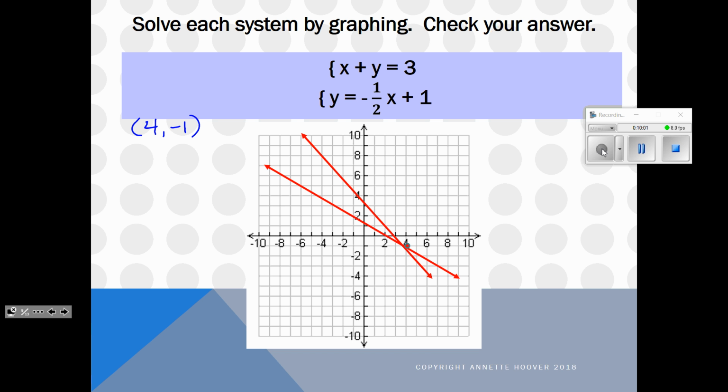Let's plug it in and see. In the first equation, x, which is 4, plus y, which is -1, is equal to 3. And indeed, that is true, so that checks.